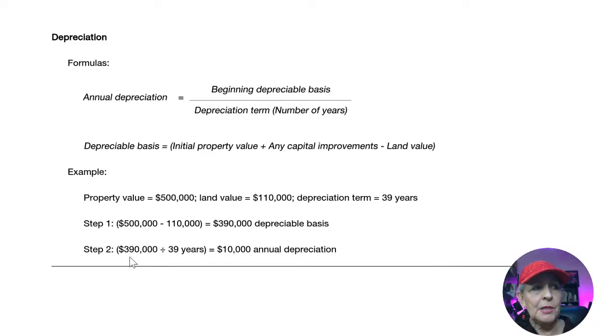Step 2. Now we have 390,000 divided by what? 39 years that property can be depreciated. So 10,000 annual depreciation. So that property, it's a $10,000 write-off every year on the tax return for that investor, for that owner.